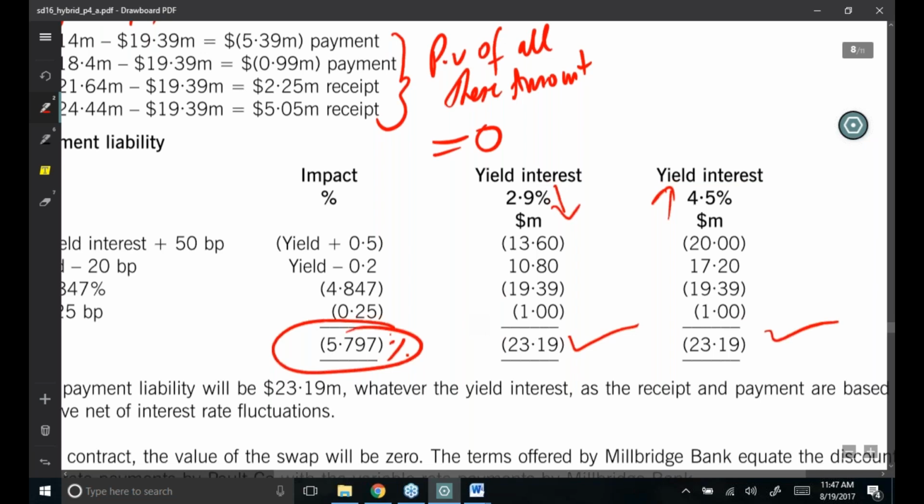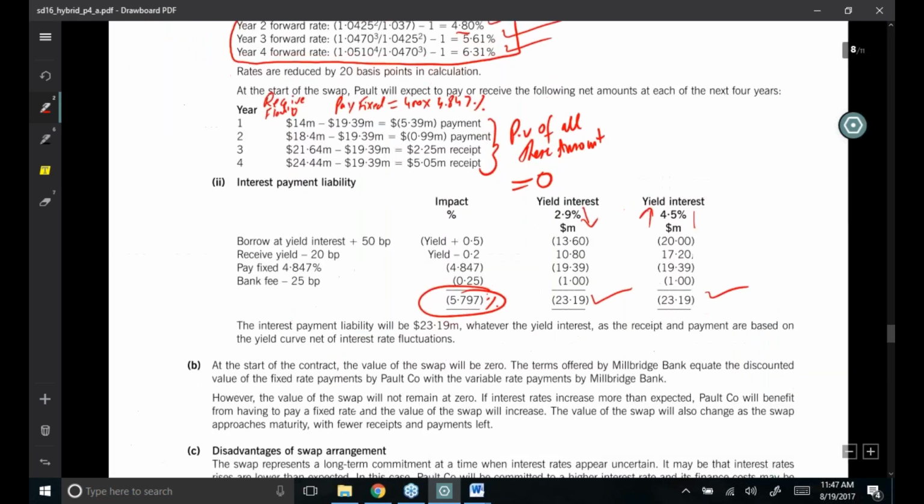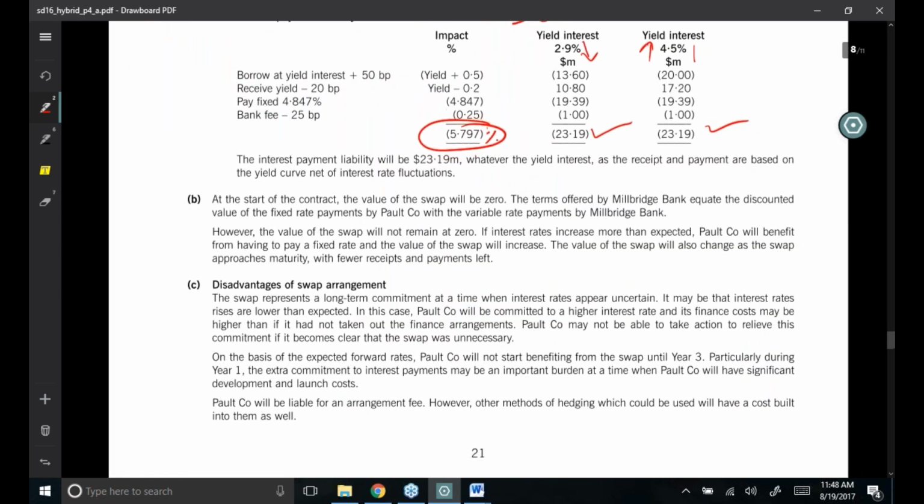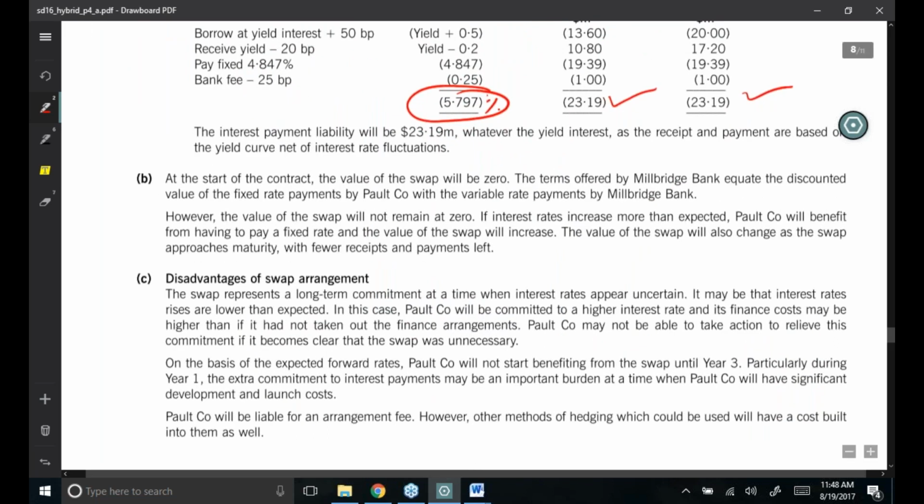But if I ask you about the valuation of the swap, definitely if interest rate goes up, you are shifted into the fixed rate exposure, you will get the benefit. But if interest rate goes down, definitely you will face loss. And in the second part, you will guide your chairman that at the start of the contract, the value of the swap will be 0.